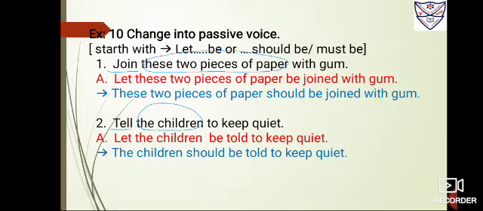Now, as the sentences are imperative, and you are already taught that when imperative statements are there, the subject always goes missing. So, in this case, we'll only have the verb and the object. So, join these two pieces of paper with gum. So, only verb is join. These two pieces of paper is the object, so you circle it.